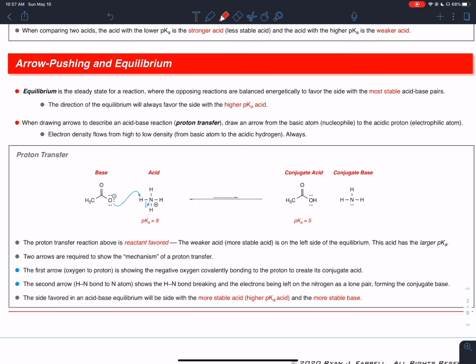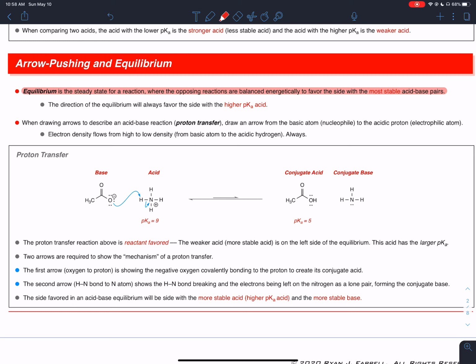Hi everyone, in this segment we are going to be talking about acid-base equilibrium, okay? Equilibrium is this idea that we are at a steady state for the reaction, where the opposing reactions are balanced energetically to favor the side with the most stability, meaning there is a back and forth and a back and forth that occurs in an acid-base reaction, and equilibrium is reached when that back and forth has reached that most stable state, the steady state, okay?